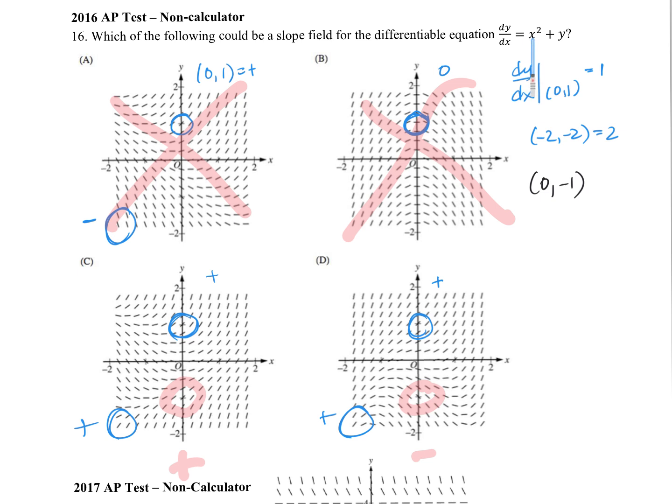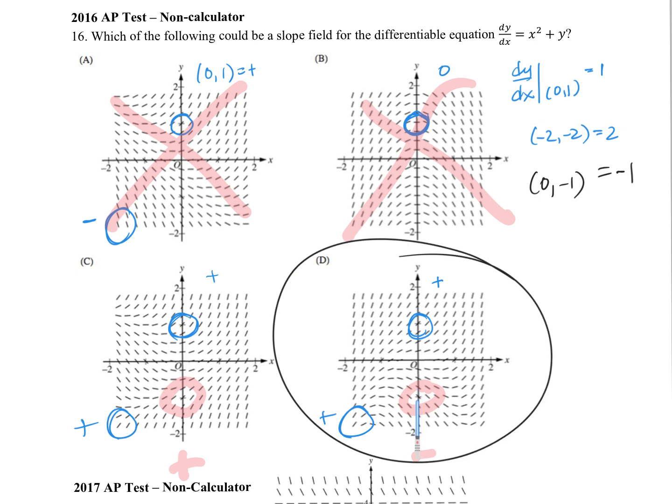If x is 0, so 0 plus negative 1 would be a negative 1. If that's negative, which answer are we going with, Beck? D, because this slope there was negative.